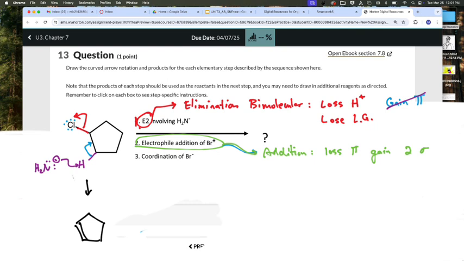But we've got to take a step back from that, because while the addition is the loss of a pi bond and gain of 2 sigma, are we doing an addition reaction? We're doing an electrophile addition. We're only doing part of the addition. The part of the addition that we're doing involves the electrophile. Well, what would the electrophile look like?